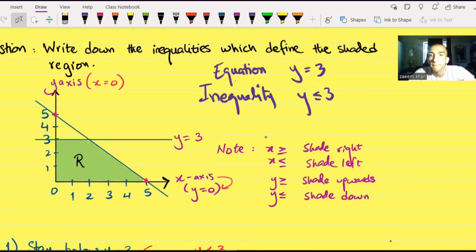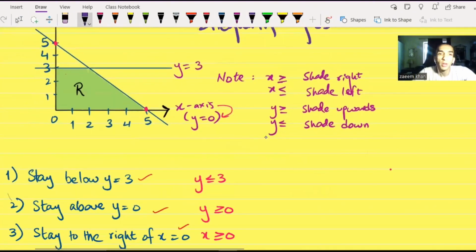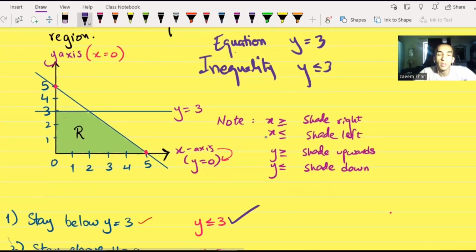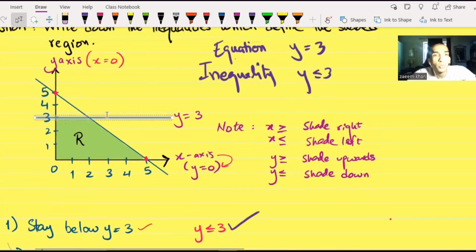Y is smaller or equal to 3. So we can mention the first inequality as this. Do you see at the bottom of the screen, y is less than or equals to 3? So you're done with the first one. Can you define any other boundary wall that you see for the region R?